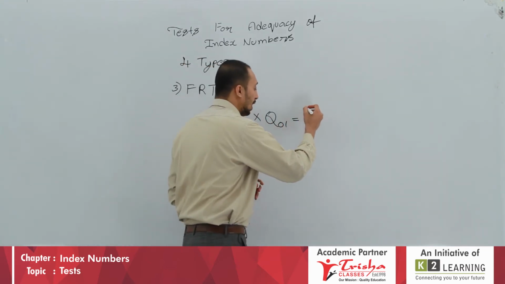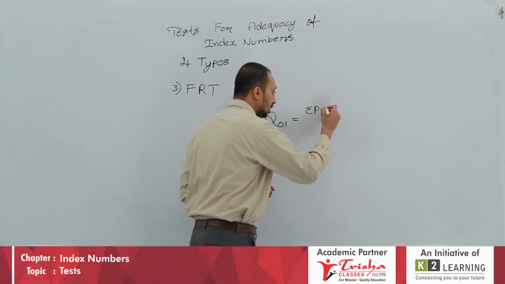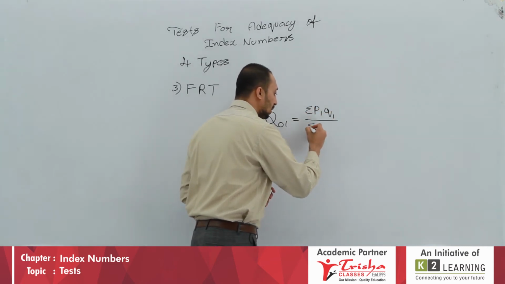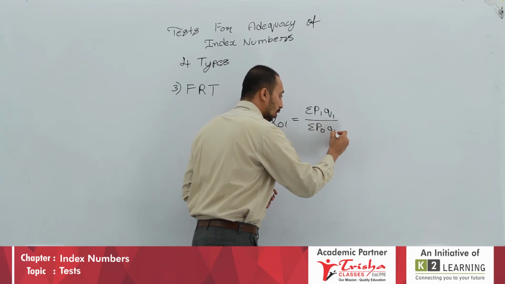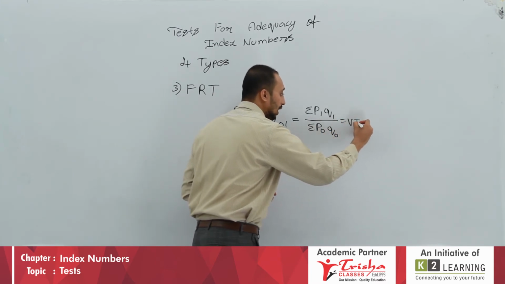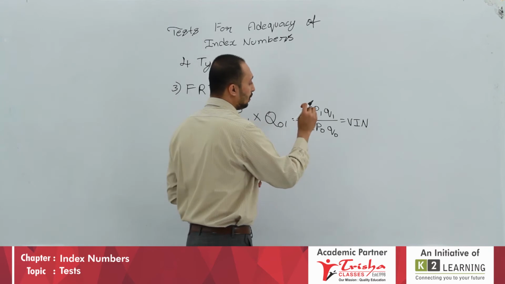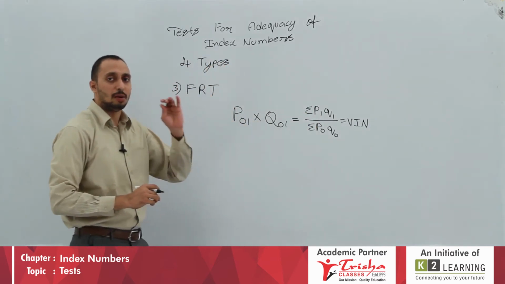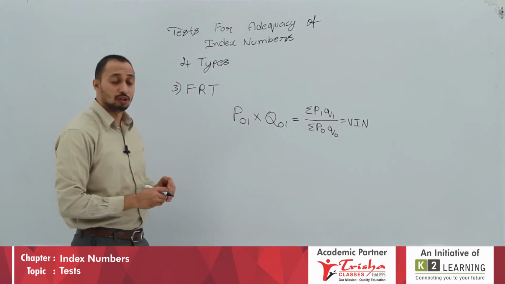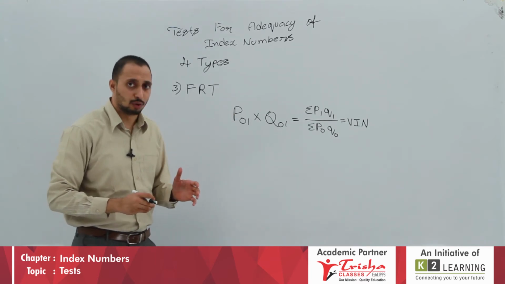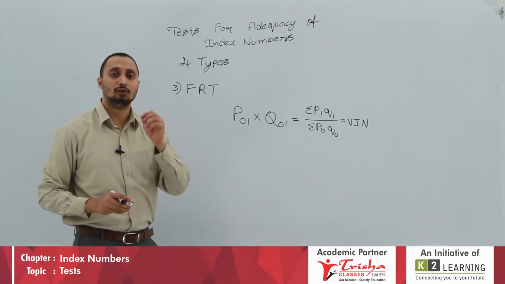So what is the formula for the value index number? Summation P1 Q1 divided by summation P0 Q0 is nothing but the value index number. Summation P1 Q1 divided by summation P naught Q naught. This is also called the true value ratio. What, my friends? True value ratio.